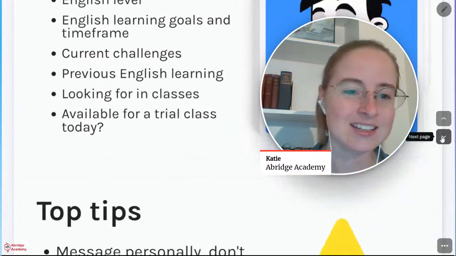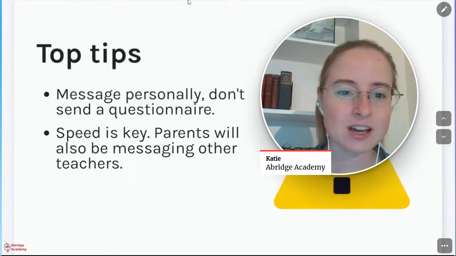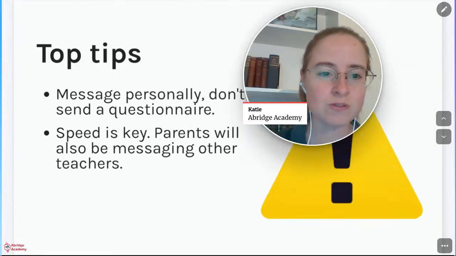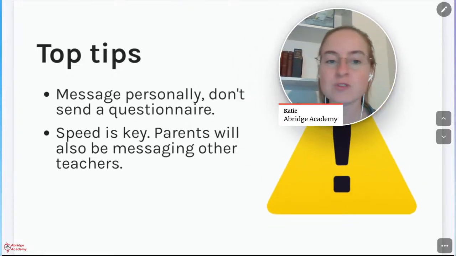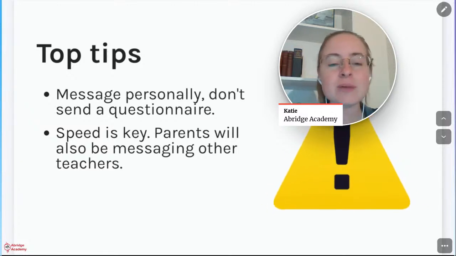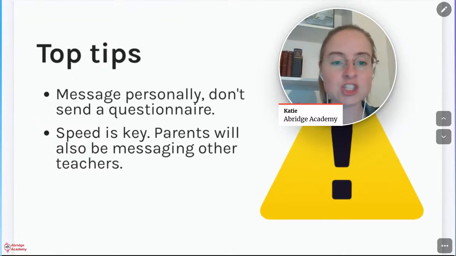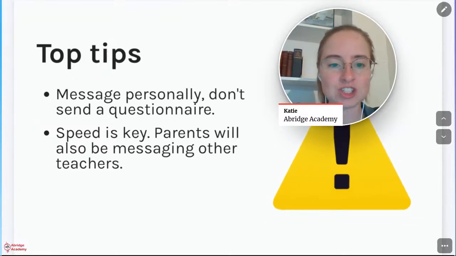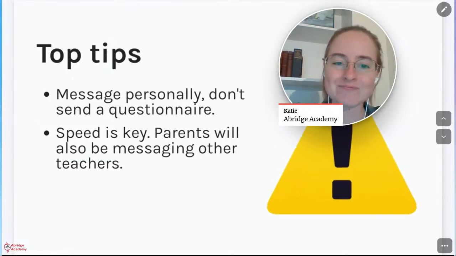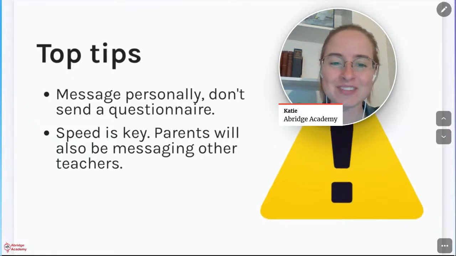Okay. So a few top tips that wrap up this section about what to do before the trial class. We've talked a lot about those questions. I know some people are going to be very tempted to make a list of those questions, translate them into their students' language to make it easy, and then put it on a questionnaire. I have mixed opinions on this. Very mixed opinions on this.